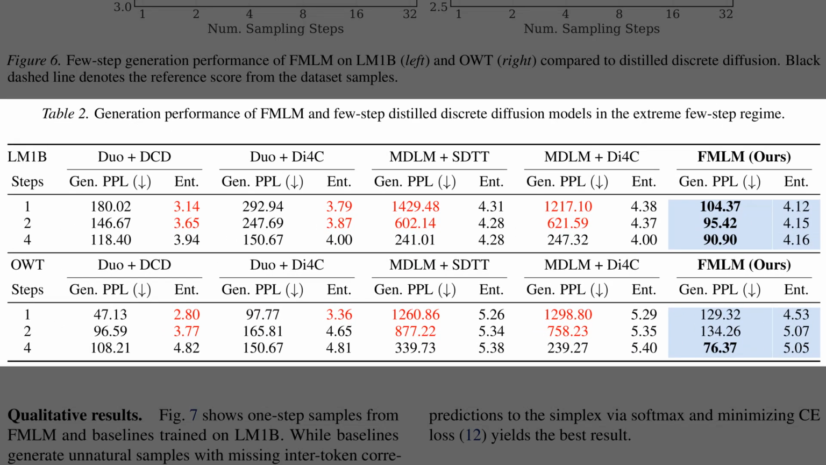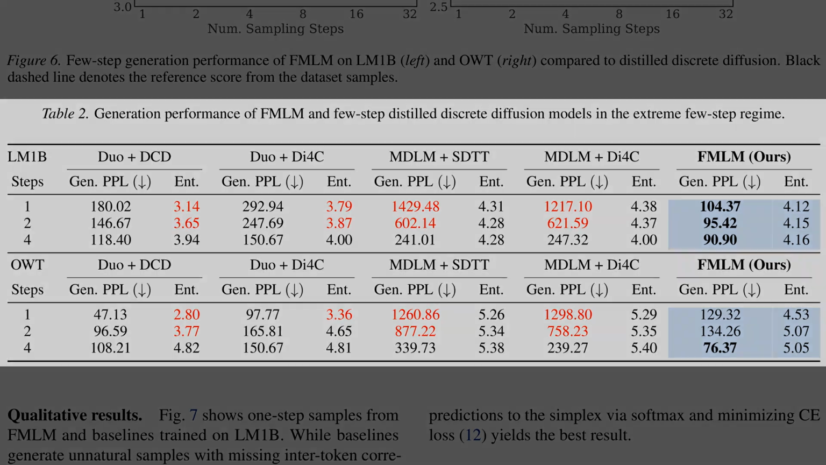While the previous table looked at the ideal scenario with many steps, Table 2 pushes the limits in the extreme few-step regime. Here, the advantage of the flow map language model becomes undeniable. On the LM1B dataset, the one-step perplexity hits a strong 104, whereas the discrete MDLM models collapse with scores over 1200. On open web text, although Duo plus DCD posts a low perplexity, its entropy drops to just 2.8. This implies it suffers from mode collapse and repetitive text, while the proposed model maintains healthy diversity.